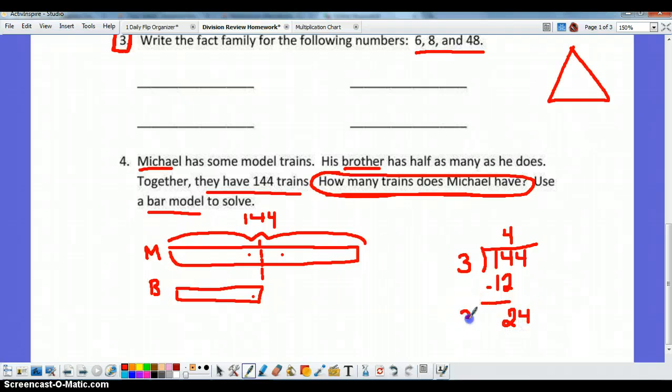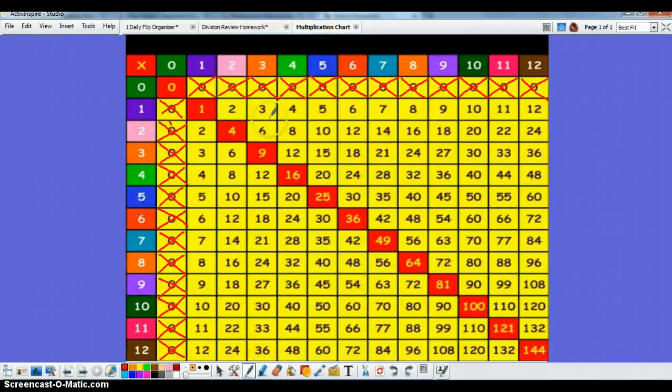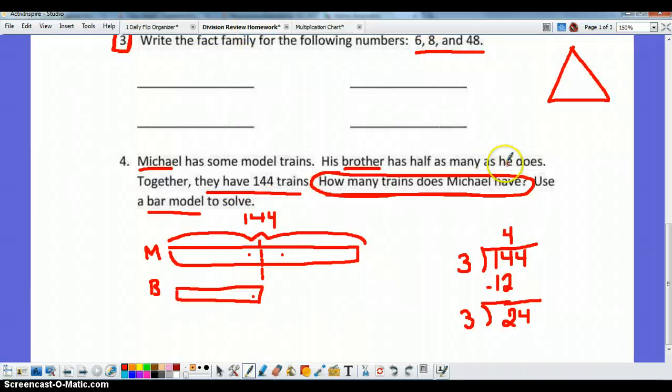I also can bring down my 3 to help me divide, because this is not a remainder, it's too big. I must repeat the entire process again. How many times can 3 go into 24? Let's find out. Look at your chart. Start at 3. 1, 2, 3, 4, 5, 6, 7, 8. And it goes evenly. 8 times.